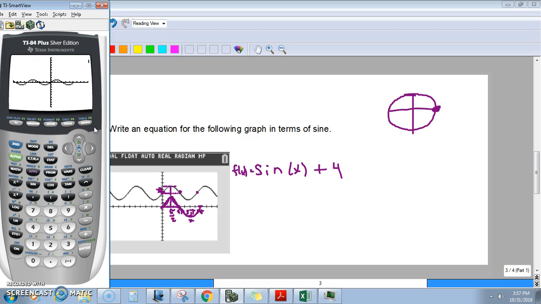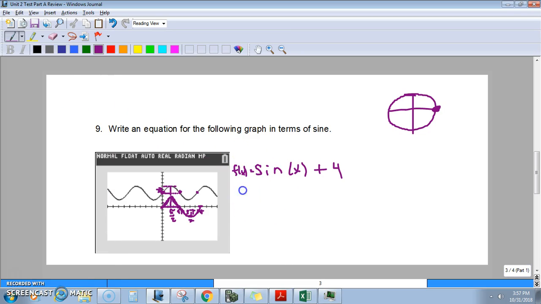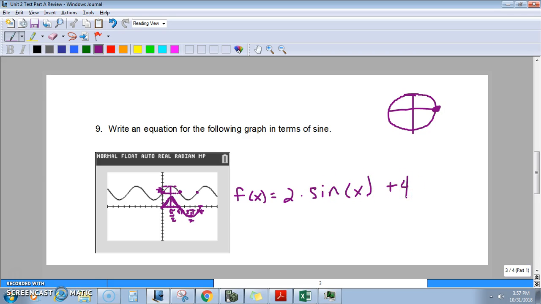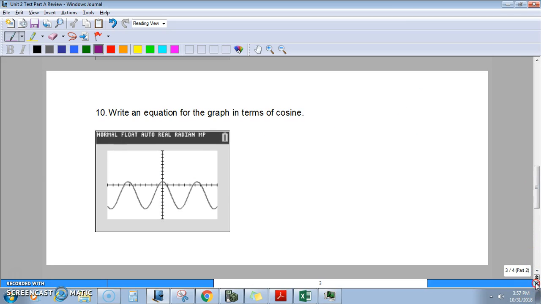This is just the original sine function. Okay, and there's the new one. That looks about right. That looks better. So what I need to add onto here is that this is wrong. It's f of x is equal to 2 times sine of x plus 4. And I guess we have a couple more. We'll have to do a whole other video.